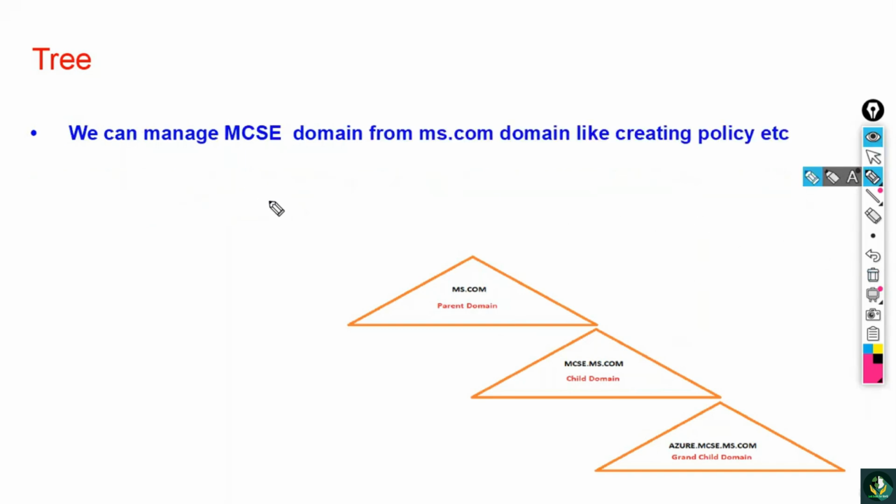And we can manage the mcsc domain from the ms.com domain, like creating the policy. We can manage mcsc.ms.com from ms.com, from the primary domain, from the parent domain, like creating the policy. We can create the policy for mcsc.ms.com from ms.com.